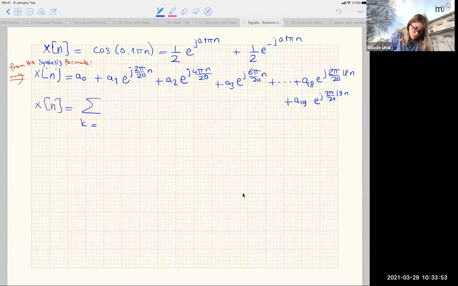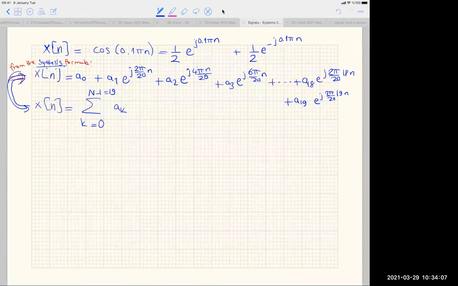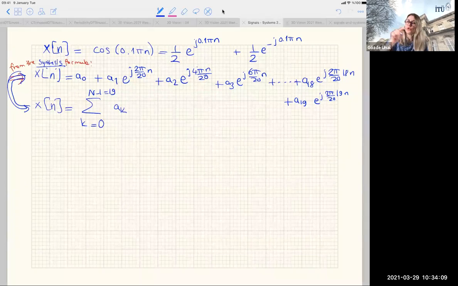So let's write it: the sum from k equals 0 to N minus 1, which is 19, of a k e to the j 2 pi over 20 k n. I'm trying to see in this cosine which of these a k exist. This is the synthesis formula, and this is what we have written up here.